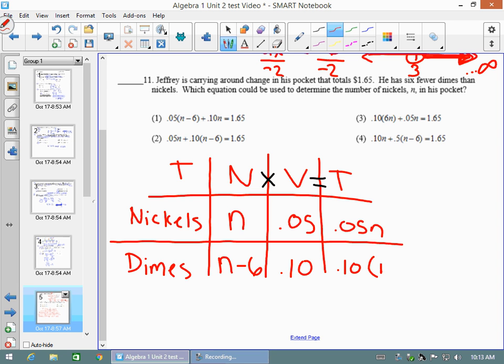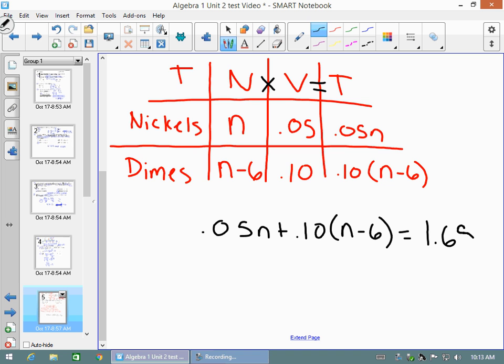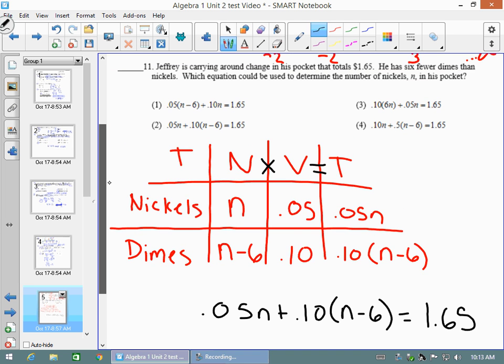Now that that's set up, we could go back to our question and see what they're telling us. So they're saying that altogether his change totals $1.65. So if we add up our total of nickels and our total of dimes, we should get $1.65. So if I want to write an equation to help me solve this, I would have 0.05n plus 0.10 times n minus 6. So just my two totals there, and I want that to add up to $1.65. They didn't ask you to solve this, they just wanted you to write the equation. So your equation is here for choice 2.